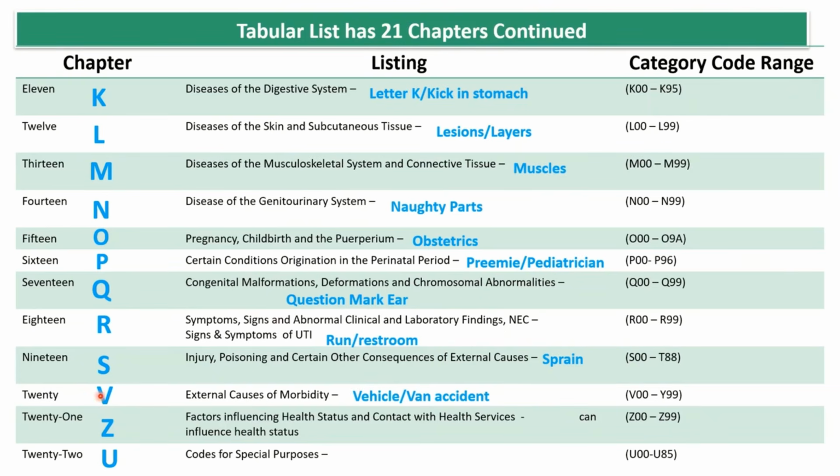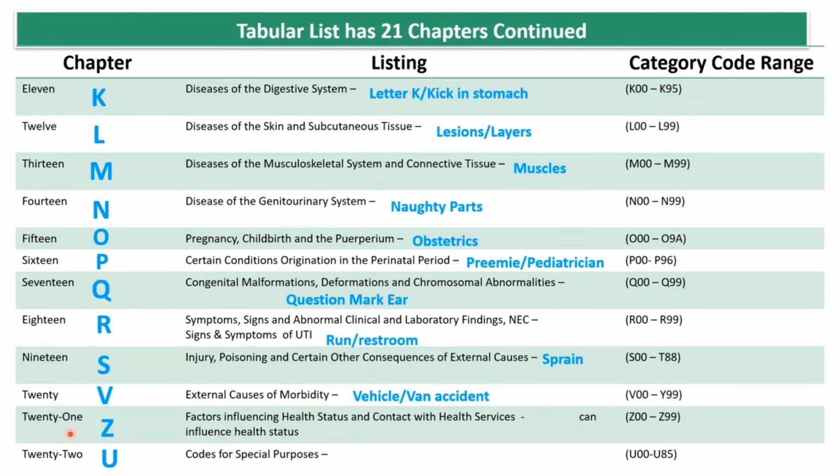Chapter 20, this is your external causes of morbidity. V00 through Y99. These are not illnesses or injuries, but this is the who, the what, the when, the where, the why that caused the accident. And a vehicle with a van accident is a good example of an external cause of morbidity.